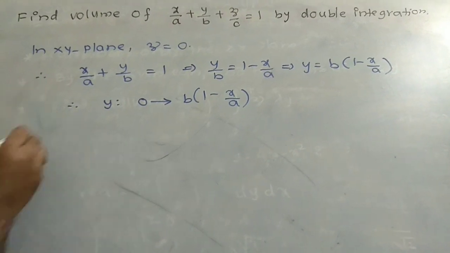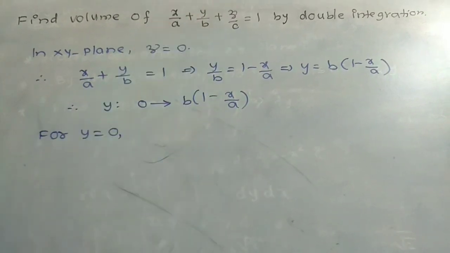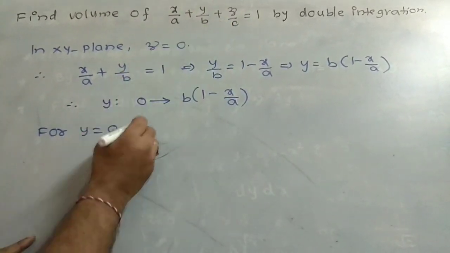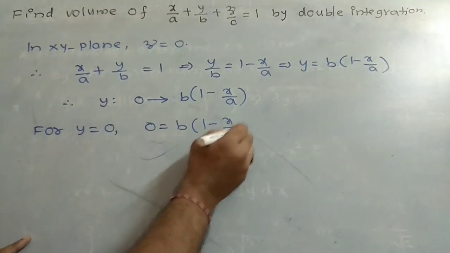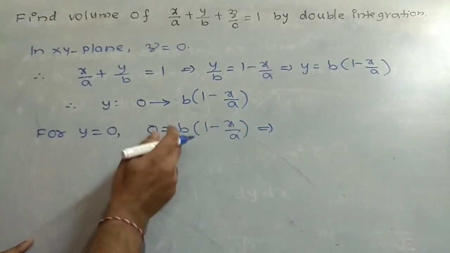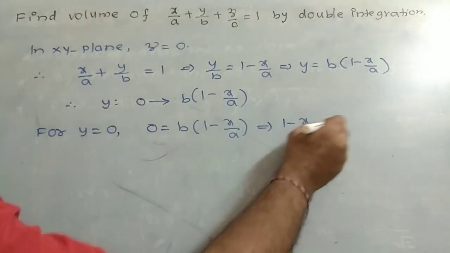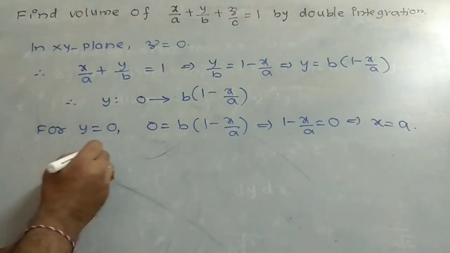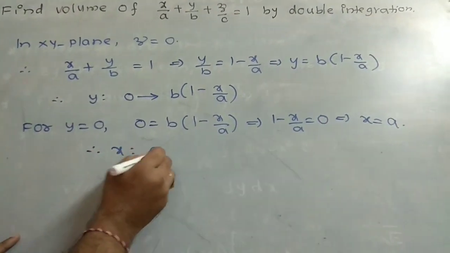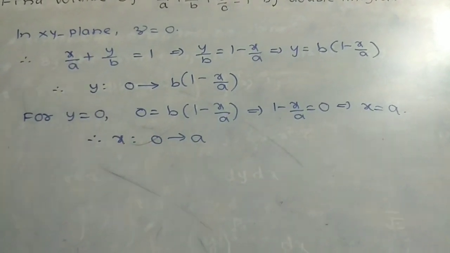Now in order to get the x limits, you are just supposing y equal to 0 in the previous equation. If I write y equal to 0 there, 0 equal to b into 1 minus x by a. From that, b is not equal to 0, so 1 minus x by a equal to 0, or I can say that x equal to a. So therefore you can say that the x limits are 0 to a. So we have calculated both the x and y limits.